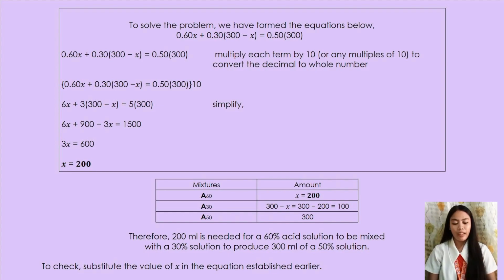Mixtures: A60 has an amount of x equals 200. A30 has an amount of 300 minus x, which is 300 minus 200, equals 100. A50 has an amount of 300. Therefore, 200 ml is needed for a 60% acid solution to be mixed with a 30% solution to produce 300 ml of a 50% solution.